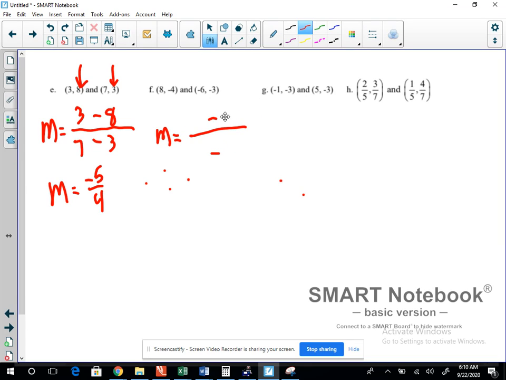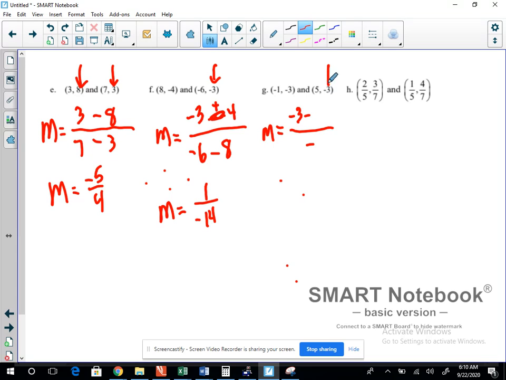Got the two subtraction signs. We have negative 3, subtract negative 4. Since I start with that one, I go negative 6, subtract 8. This becomes a positive, so that becomes a positive 1. Negative 3 plus 4 is 1 over negative 14. Part G. Negative 3, subtract negative 3 over 5, subtract negative 1. Slope is 0.